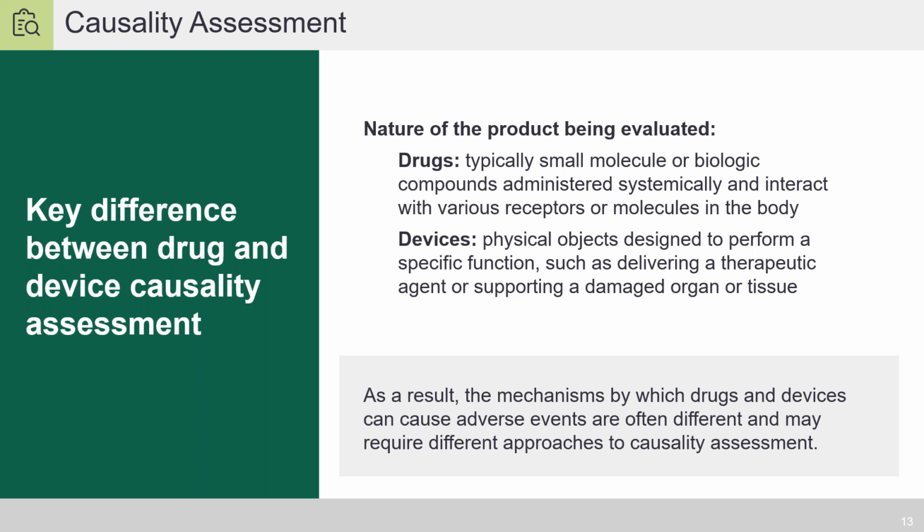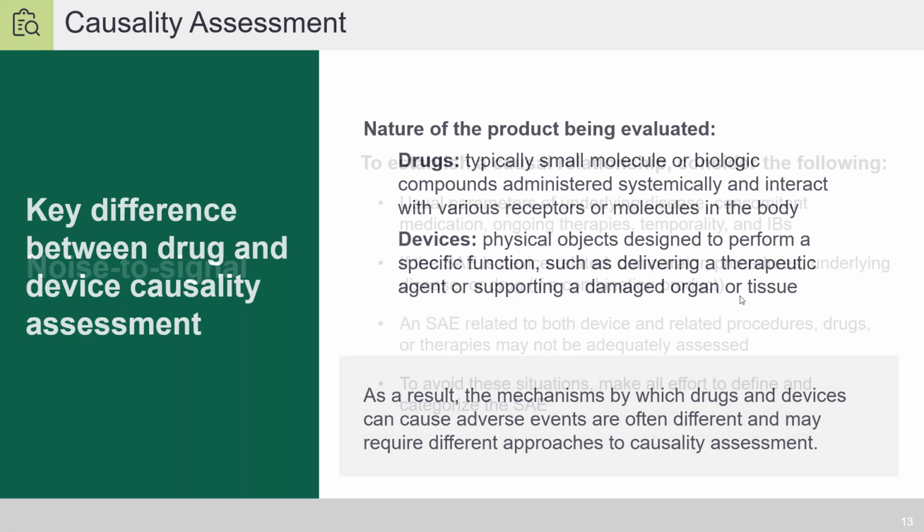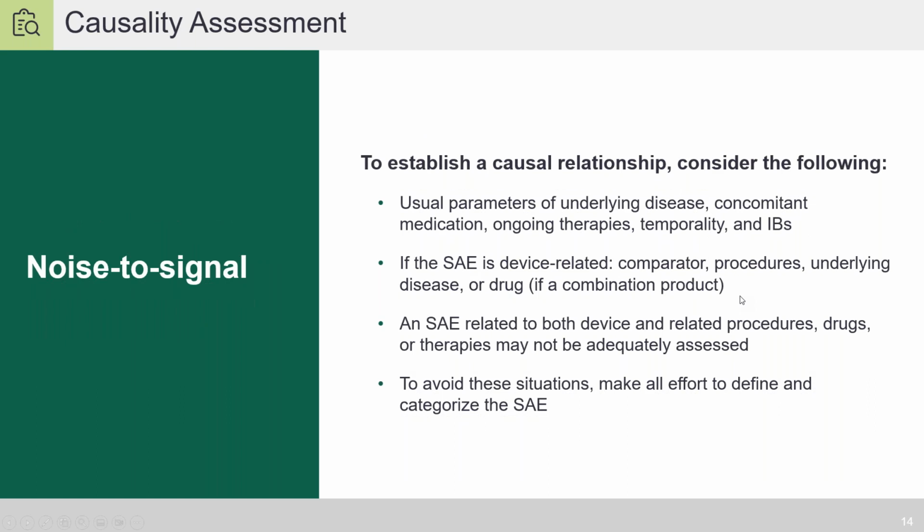In the next slide, we'll talk more about the various levels of causality assessment. So most common is the causal relationship, but apart from this, there are other levels of causality assessment, which are, firstly, not related, which means there is no temporal relationship, so there is no definite timeline that can be estimated for the event or the device to occur. There is no biological possibility. There is no positive or negative de-challenge or re-challenge.